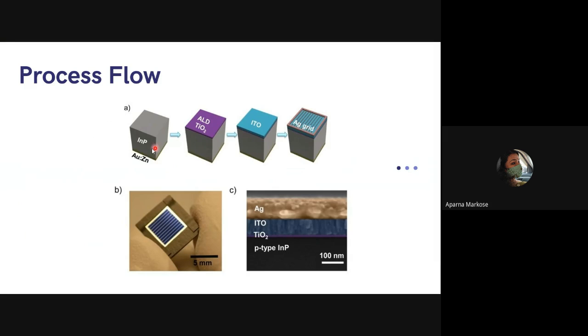So we will just go through the device directly. This is how the device looks. You can see the indium phosphide wafer, and atomic layer deposited titanium dioxide, and ITO over it. Right now you can look at this process flow, so that when I explain you will understand how it is going. After that ITO, then the silver grid. You can see the silver grid you are already familiar with.